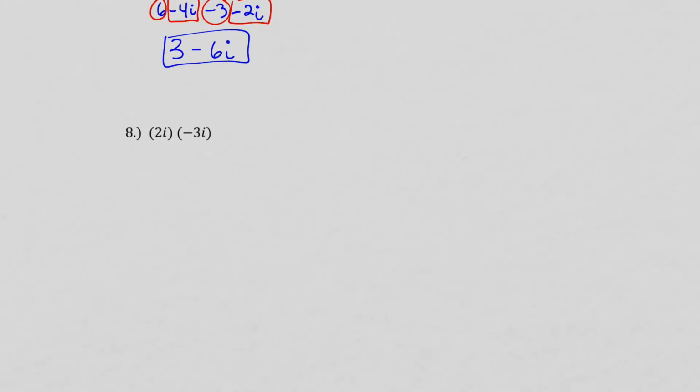So when we get to number 8 here, we are multiplying. Okay. So when we're multiplying, you just need to remember that i squared is negative 1. We said that at the beginning. i squared is equal to negative 1.